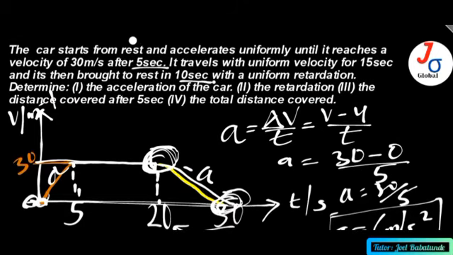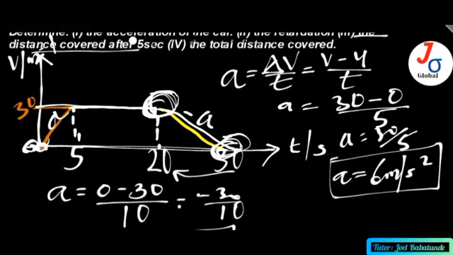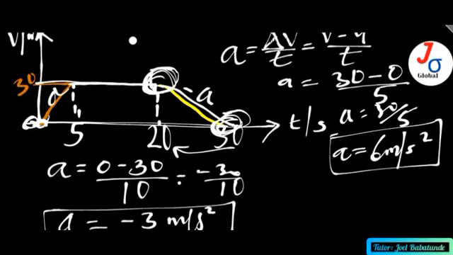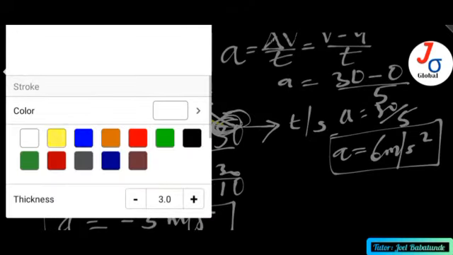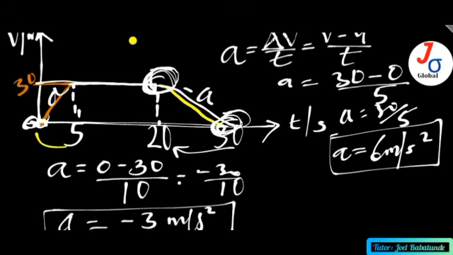the third question, the distance covered after 5 seconds. Where's 5 seconds? So this is 5 seconds. So what's the distance covered after 5 seconds? Now, to find the distance covered, we said in the previous video that you have to find the area under the curve.